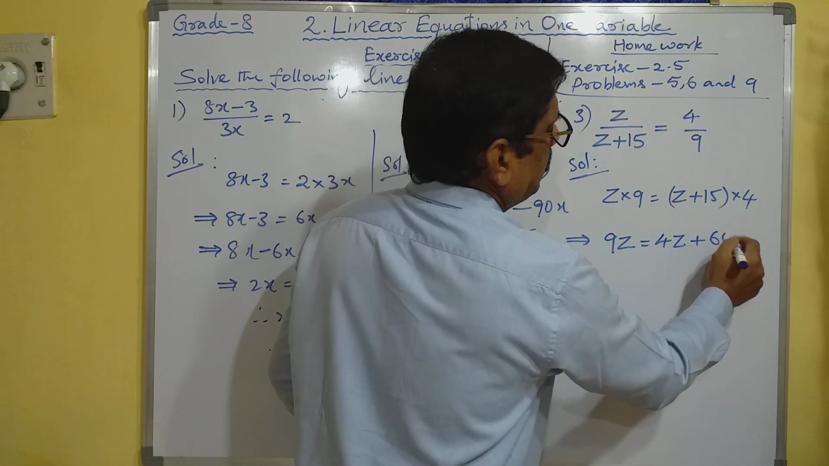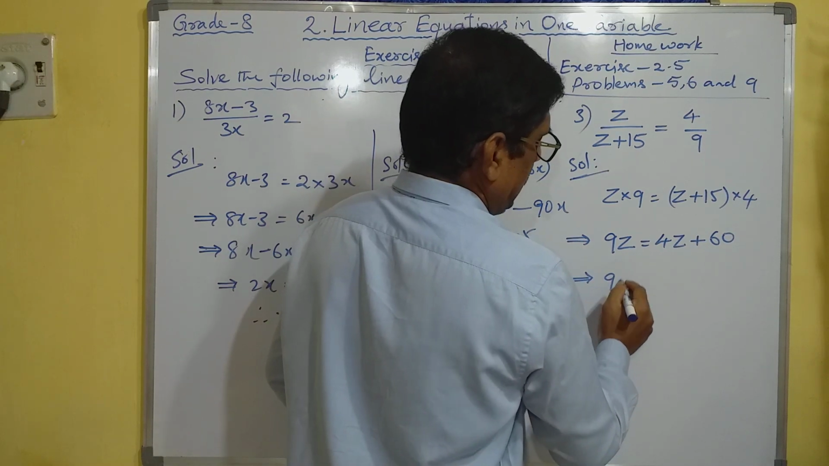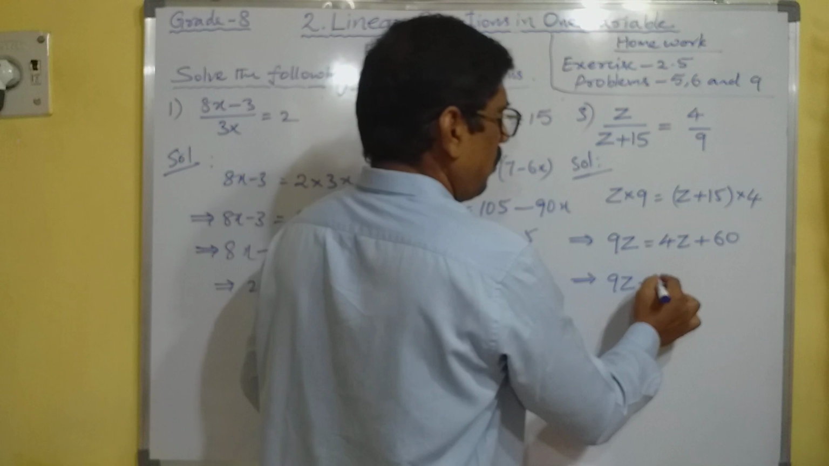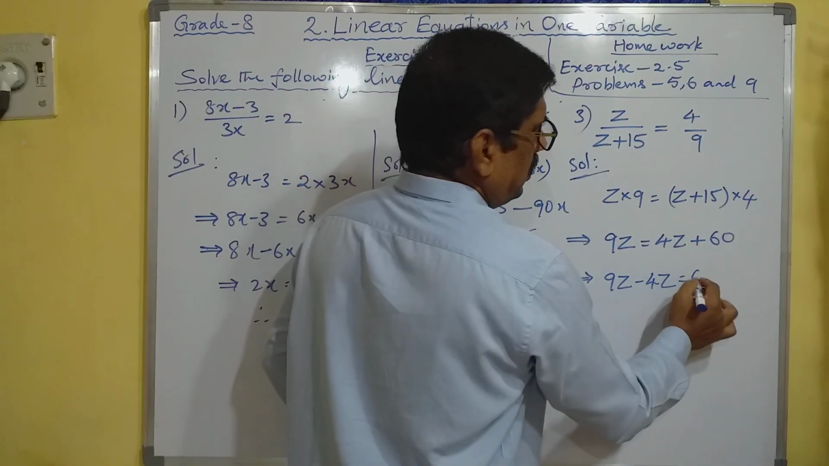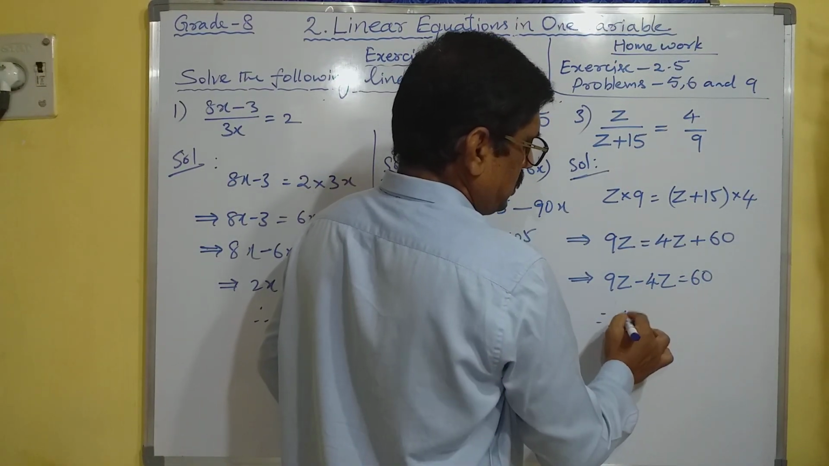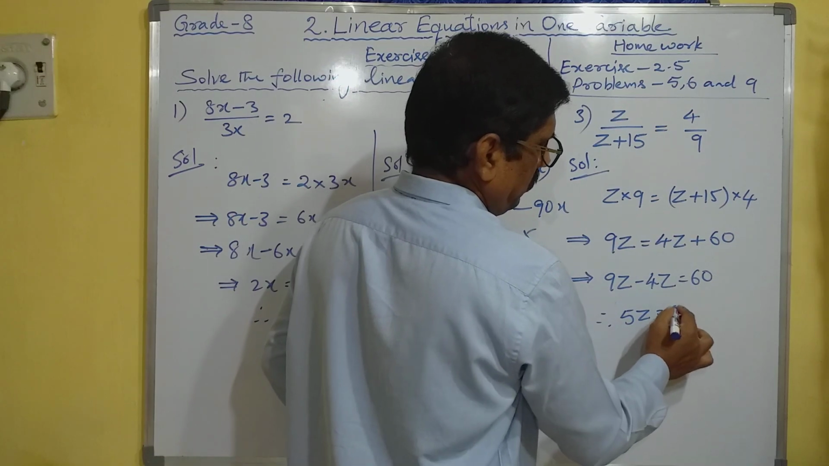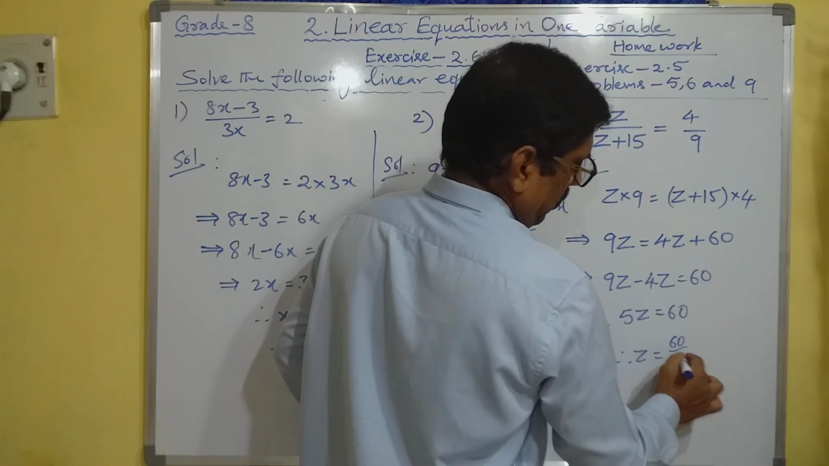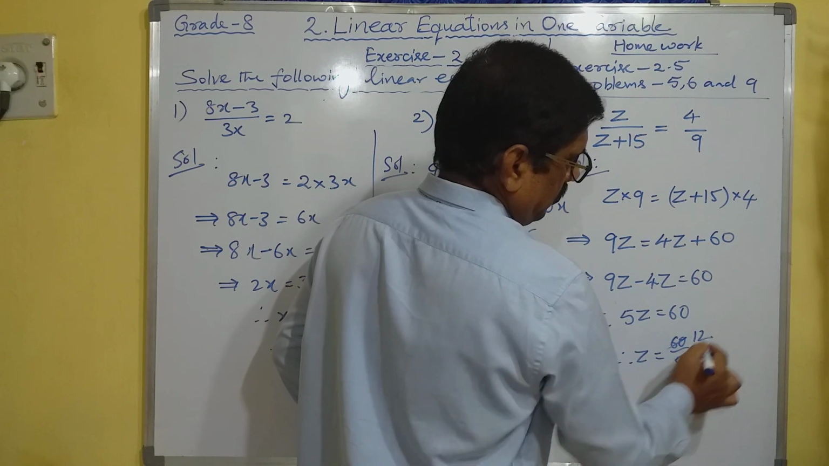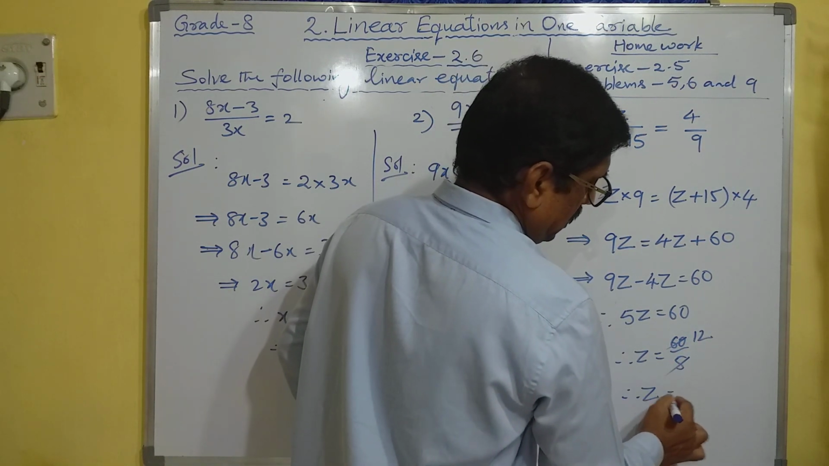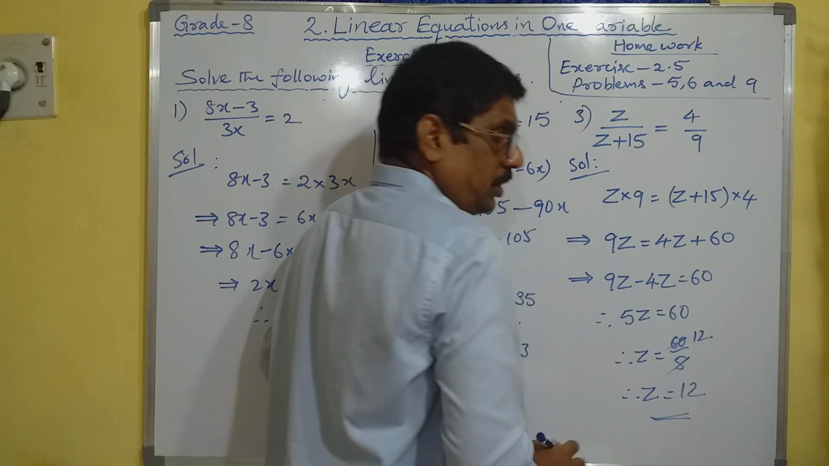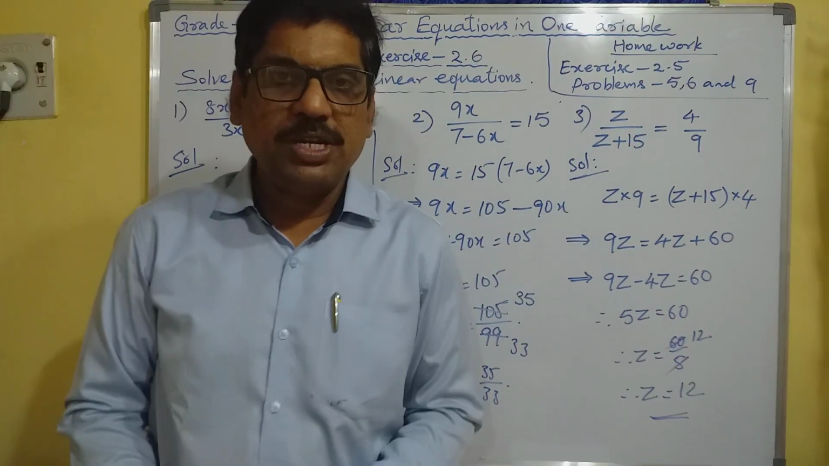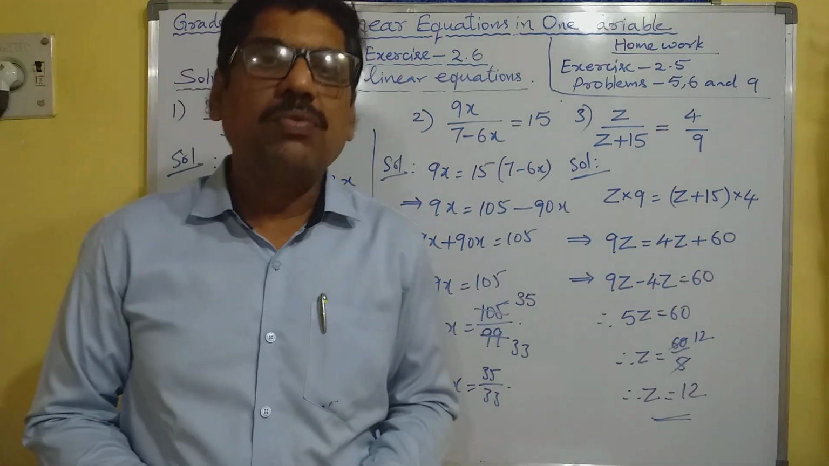into 4 is 60. Now 9Z, let us take 4Z into LHS, then it will become minus 4Z is equal to 60. 9Z minus 4Z is 5Z is equal to 60. Therefore, Z is equal to 60 by 5. 5 12s are 60. Therefore, Z is equal to 12. Therefore, 12 is the solution for the linear equation Z by Z plus 15 is equal to 4 by 9.